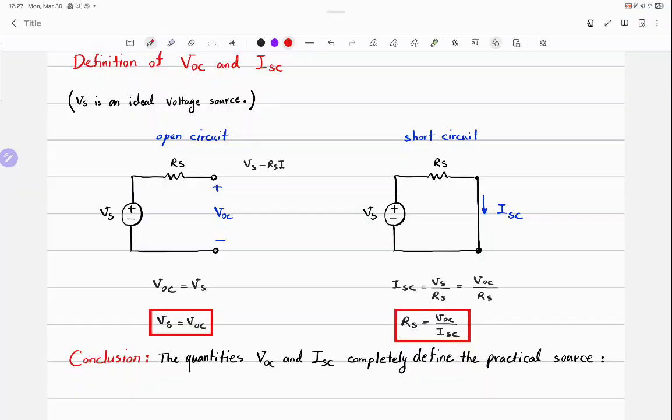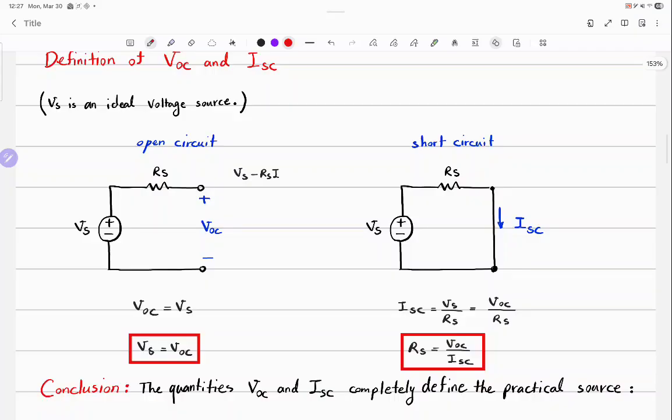Anything wrong with it? Let's just rearrange the equation. What are these two equations telling you? These two red ones. Recalling the example that I gave you with the black box. A black box is given to you. You only know that there's a practical voltage source inside. By doing two measurements, I can determine the value of the ideal voltage source and the resistor in series with it. You only need to do two measurements.